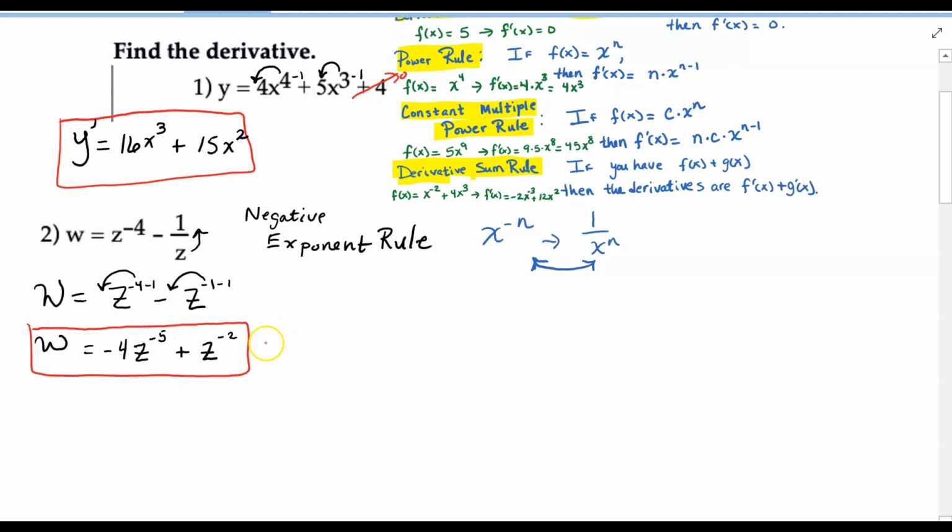But let's go ahead and write it out using positive exponents. I might say negative 4 over z to the 5th power plus 1 over z to the 2nd power, 1 over z squared. So that is another way that the answer might look if you're asked to express your answer using only positive exponents. So that may be the case.